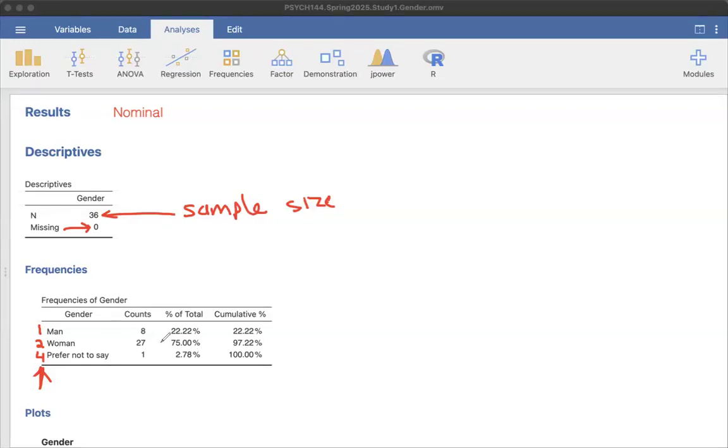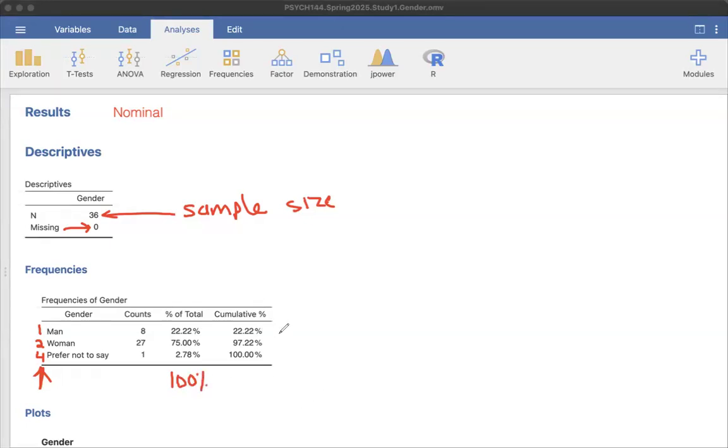So for this, it's really great to show a frequency table. So we have our frequency table here, and we have different counts. So the frequency for each of these measurements. So we had 22.22% identified as men, 75% identified as women, and 2.78% identified as prefer not to say. So if you add this together, this is going to be 100%.